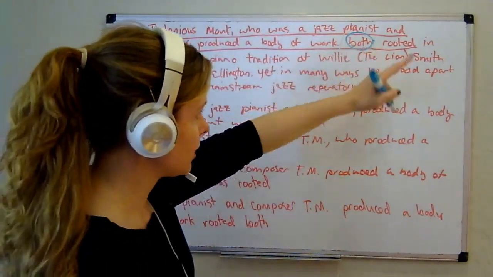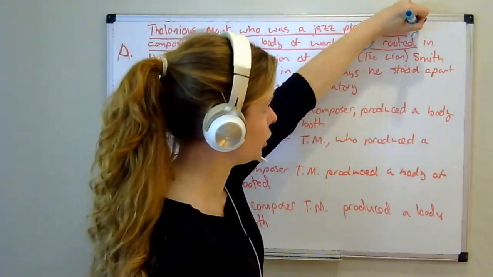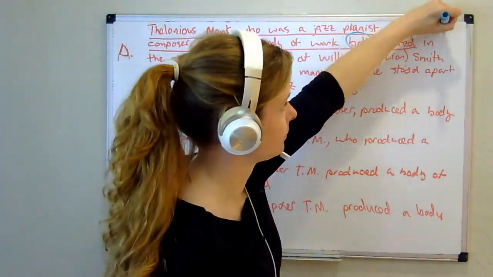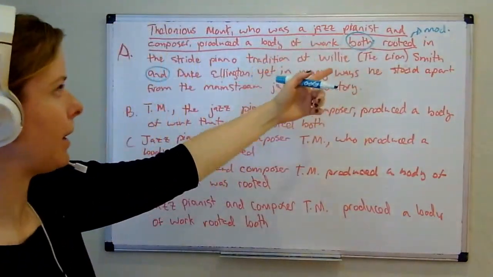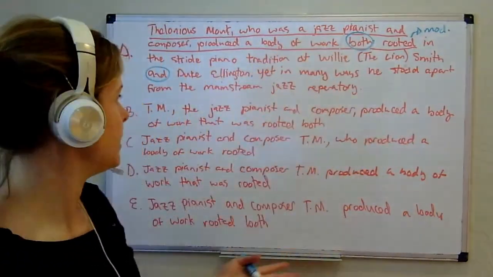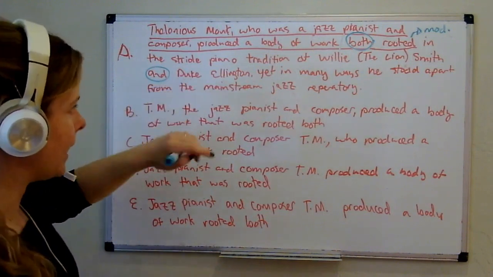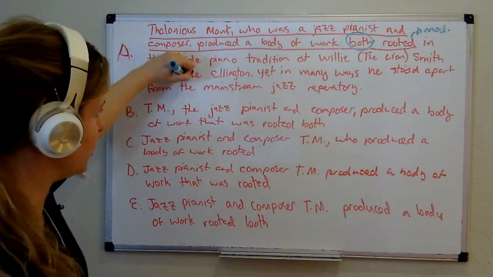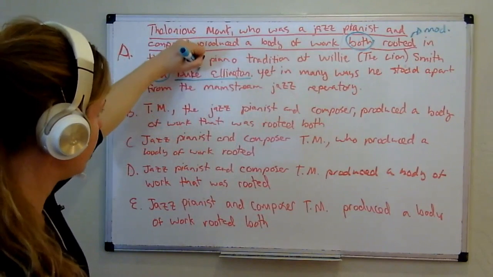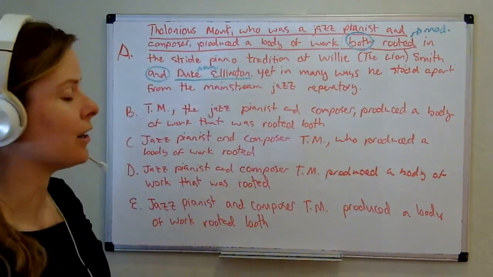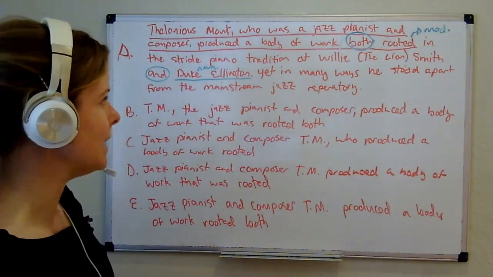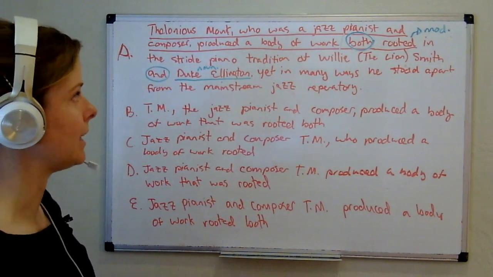So right after the word both, we have the word rooted, which here is a modifier. We're just talking about this body of work. What do we know about it? It was rooted in this particular tradition. Following the word and, we have a noun, right? Just this name, Duke Ellington. Not looking great. And if you think about the meaning, it also just clearly doesn't make any sense.